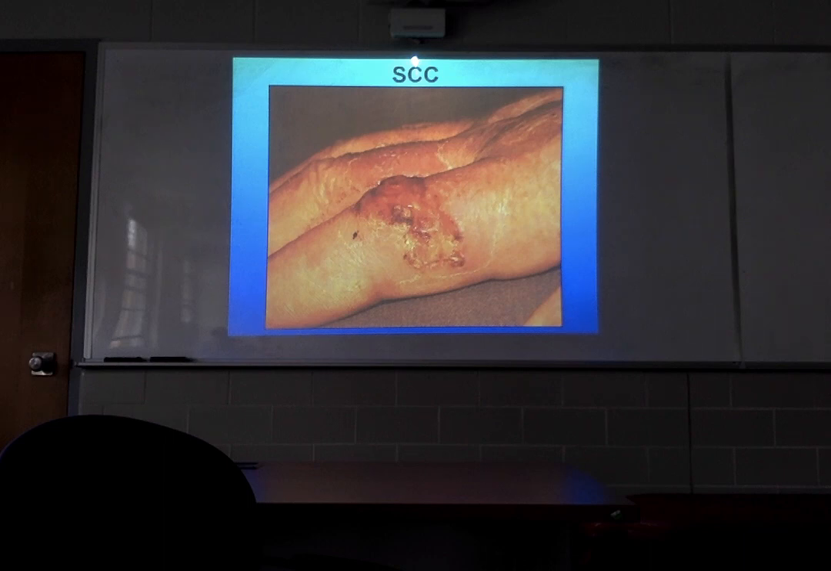Okay. So Xeroderma pigmentosum, again, is another example of an inherited neoplasia syndrome, this time caused by a mutation in the genes encoding for one or more of the DNA repair enzymes.